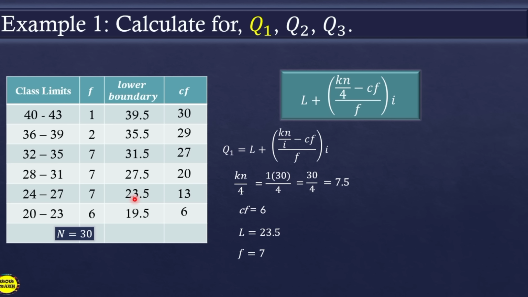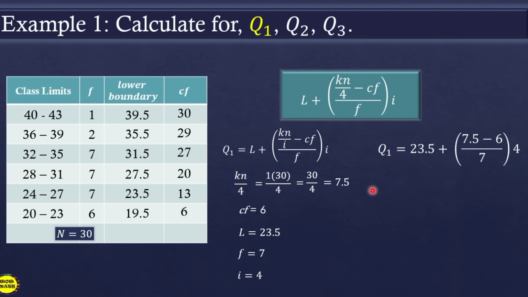And paano natin kinukuha yung class width natin or yung class size? Okay, i-minus lang natin. Pwede ito, kahit alin sa dalawa, basta i-minus natin. 40 minus 36, that is 4. Or pwede rin naman 24 minus 20, that is 4. So, kumpleto na. So, substitute na lang natin sa formula natin.